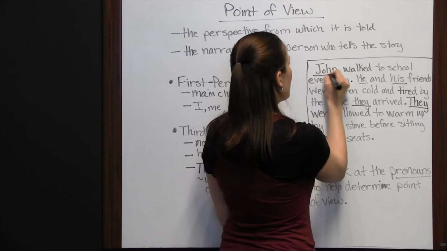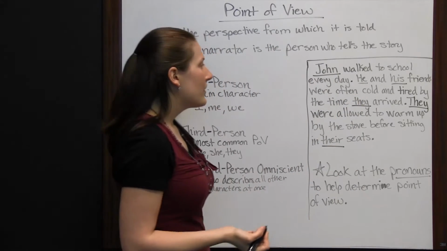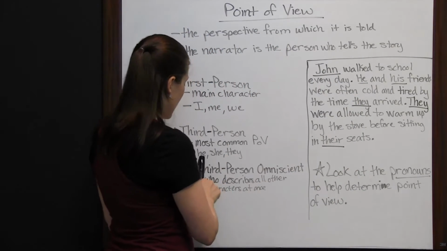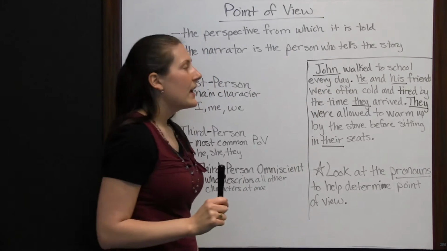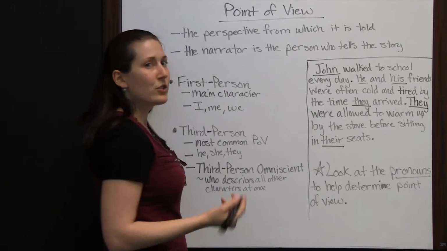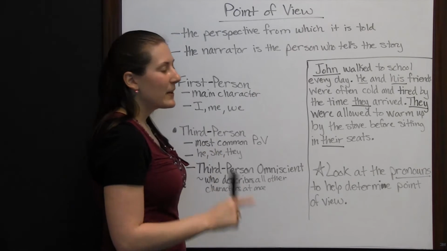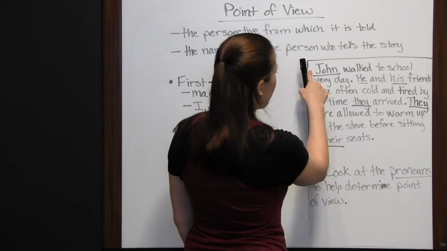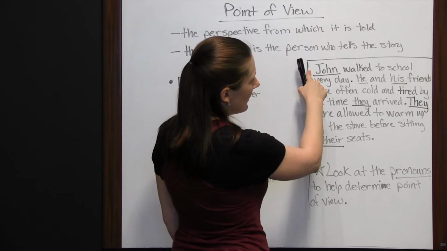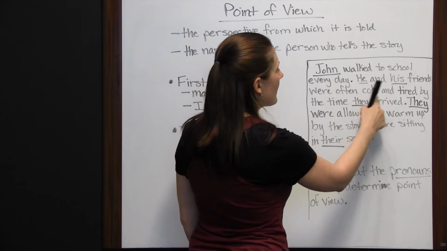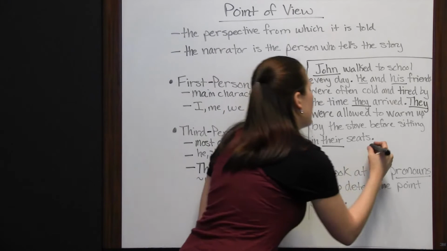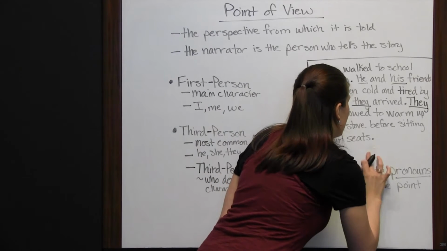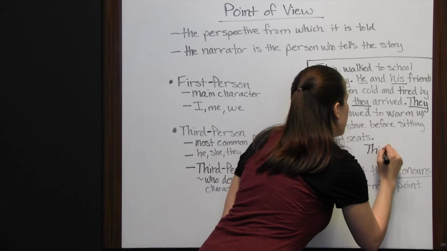And it started with John. So the narrator is using he and they and someone's name. Now, first person could use someone's name, and that's why it's important to look at the pronouns. But the narrator starts talking about John, and then he uses all of these third person pronouns. The narrator is a third person narrator here. Oh, let's write it out. Third person.